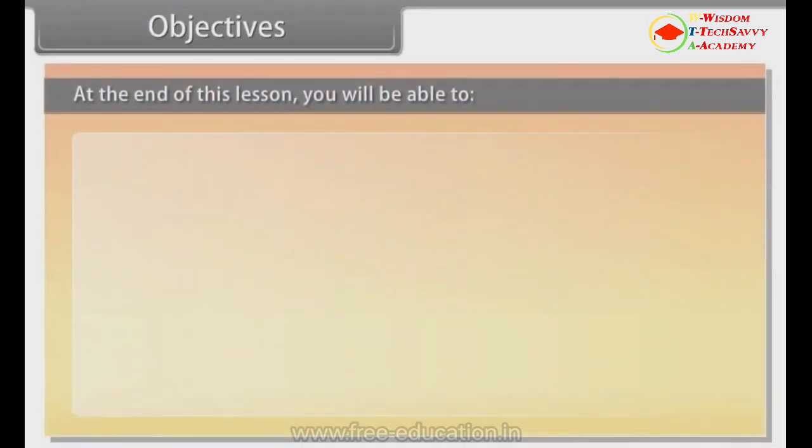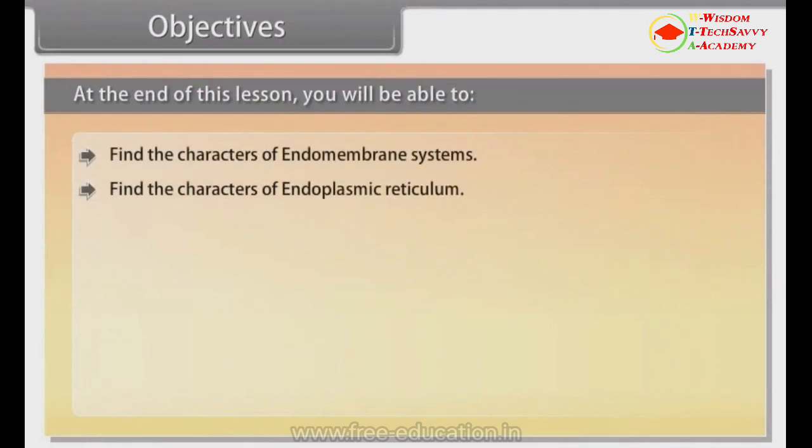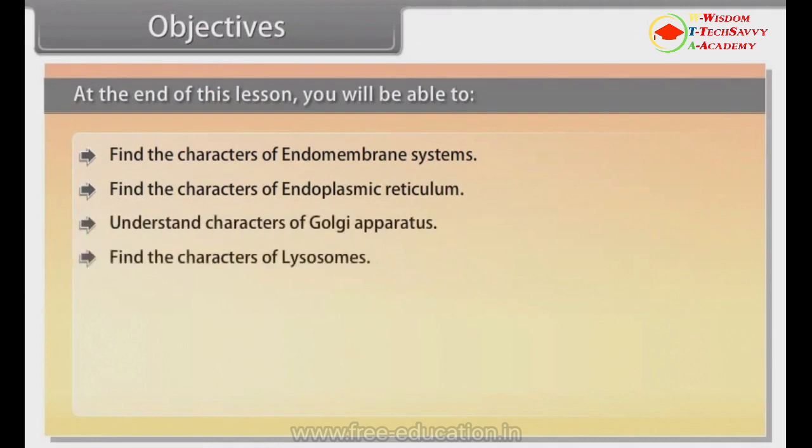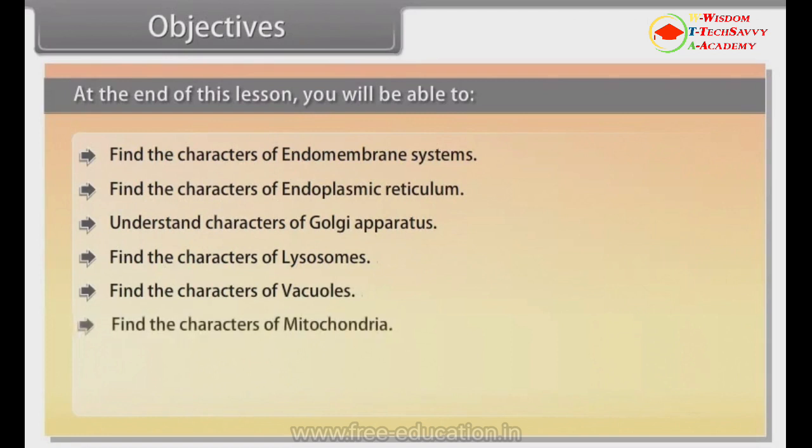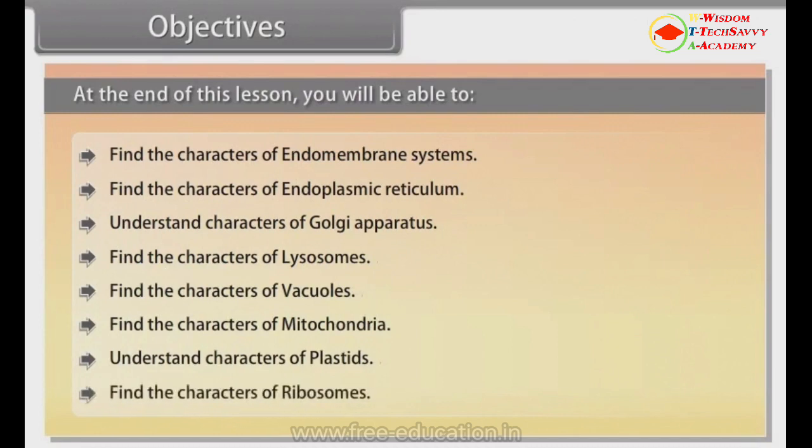Objectives. At the end of this lesson, you will be able to find the characters of endomembrane systems, find the characters of endoplasmic reticulum, understand the characters of Golgi apparatus, find the characters of lysosomes, find the characters of vacuoles, find the characters of mitochondria, understand the characters of plastids, and find the characters of ribosomes.